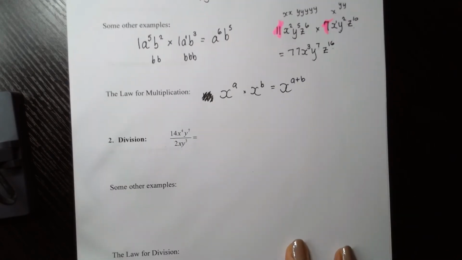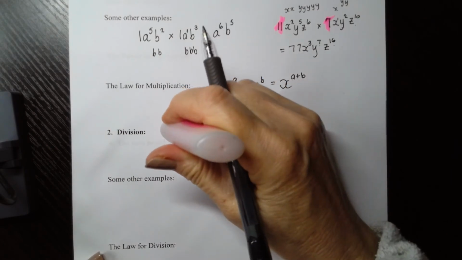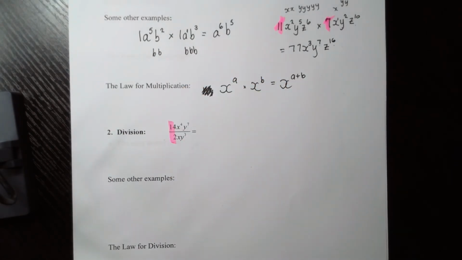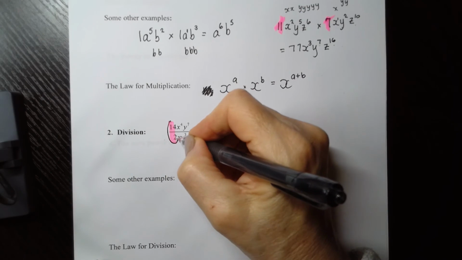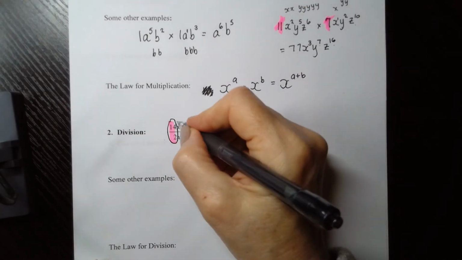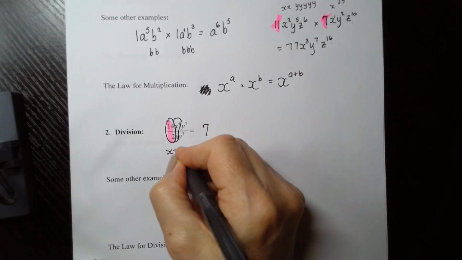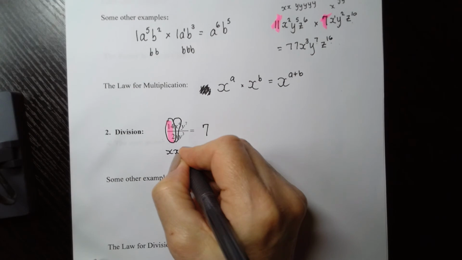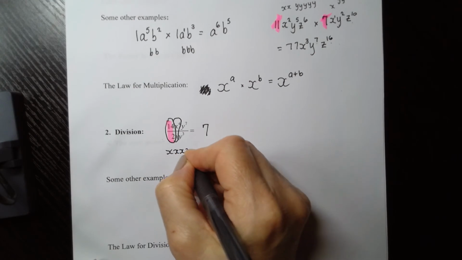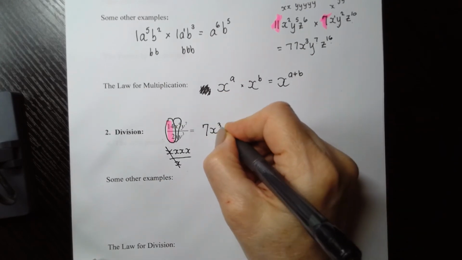Okay, you can imagine in division what's going to happen. I look at the numbers absolutely by themselves. 14 divided by 2, and I write 7. Then I look at the x's by themselves. X to the 4th divided by x. Well, that crosses out, and I have x to the 3rd left.